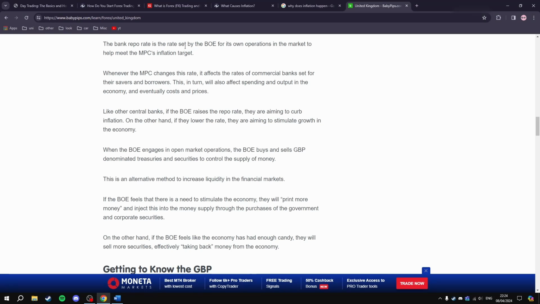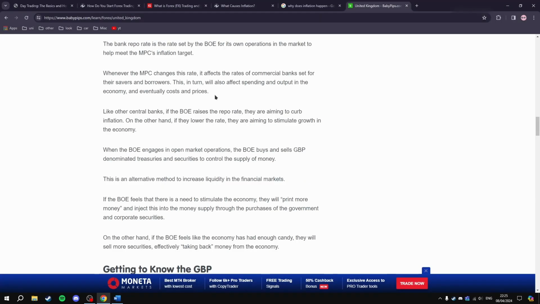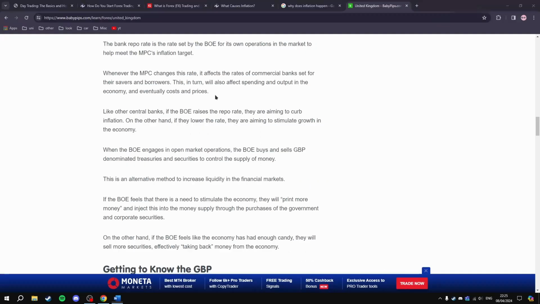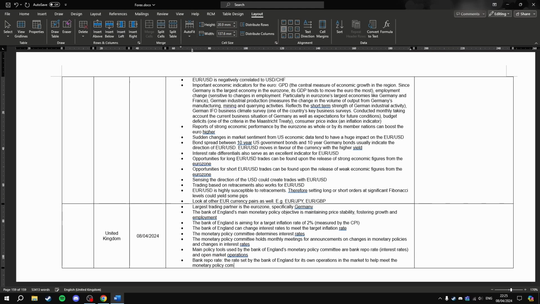The bank repo rate is the rate set by the Bank of England for its own operations in the market to help meet the Monetary Policy Committee's inflation targets.